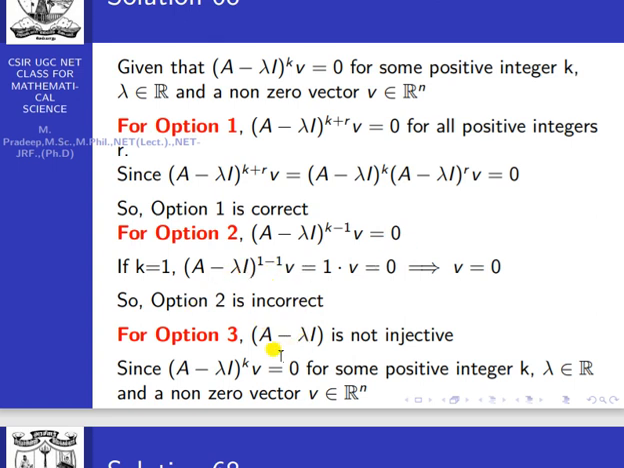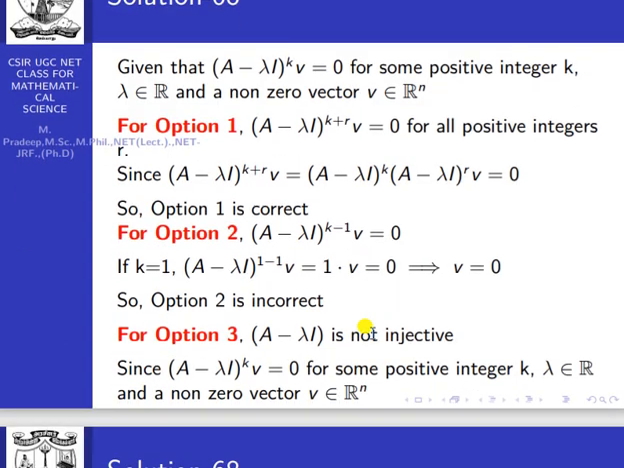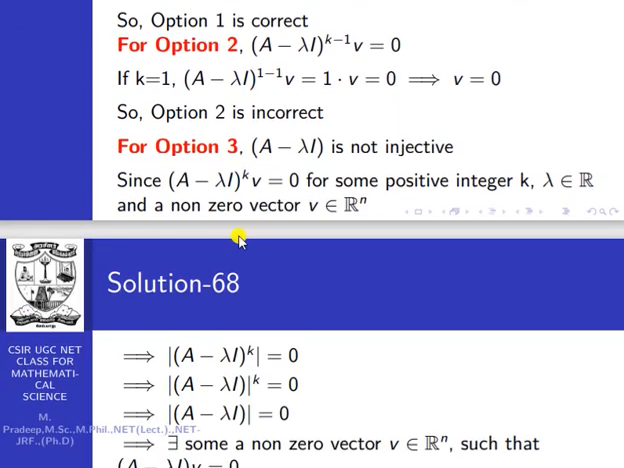The third one, option 3: A minus lambda I is not injective. For the third option, I will take that (A minus lambda I)^k v equals 0 for some positive integer k. This is the hypothesis in the given problem: (A minus lambda I)^k v equals 0 for some positive integer k, lambda belongs to R, and a non-zero vector v belongs to R^n. These are the hypotheses, the data given in our problem.